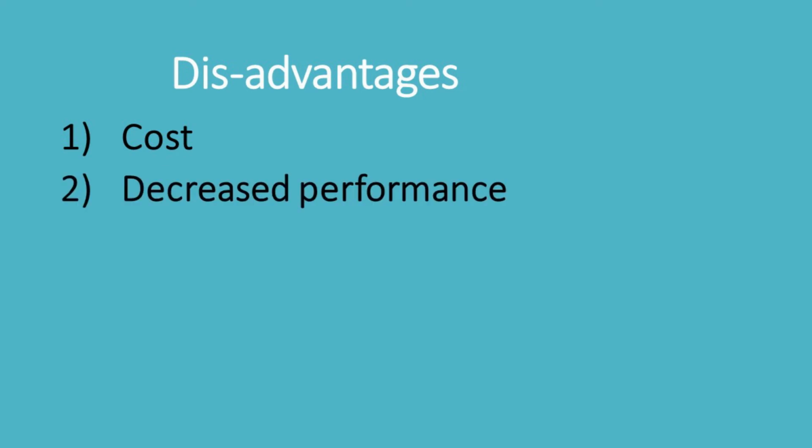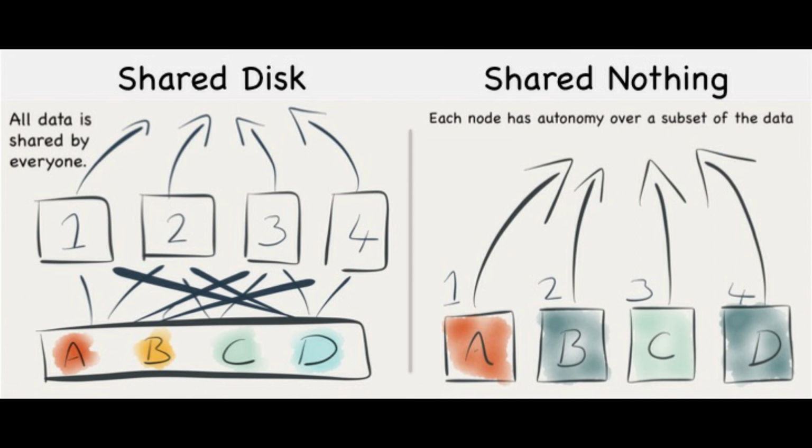The second disadvantage is decreased performance. If the cross communication layer isn't set up correctly, scaling up your system can eventually affect the overall performance. Now that you have the better understanding of shared disk architecture and share nothing architecture and how they work, let's proceed with the Snowflake architecture.